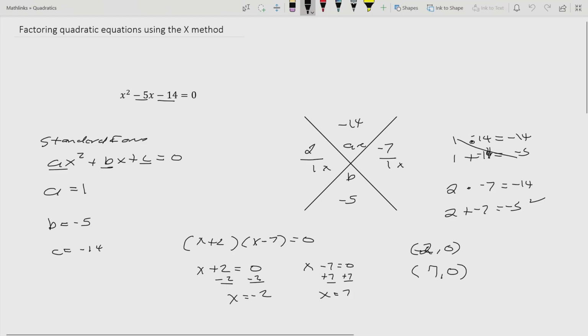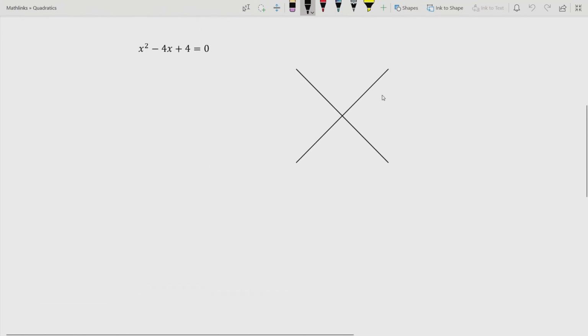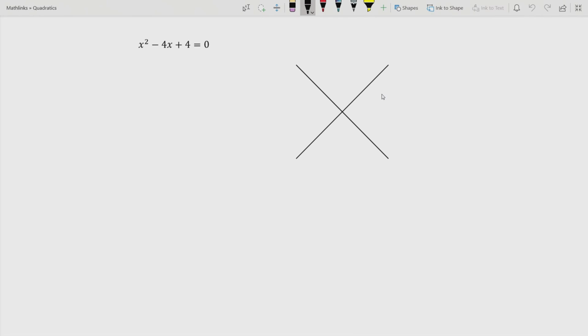All right, so let's take a look at another problem. Here we got x squared minus 4x plus 4 equals 0. So we want to make sure that our quadratic equation is set equal to 0, we want to identify our A, our B, and our C.